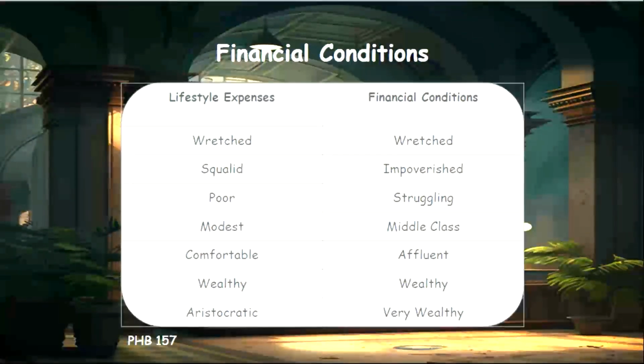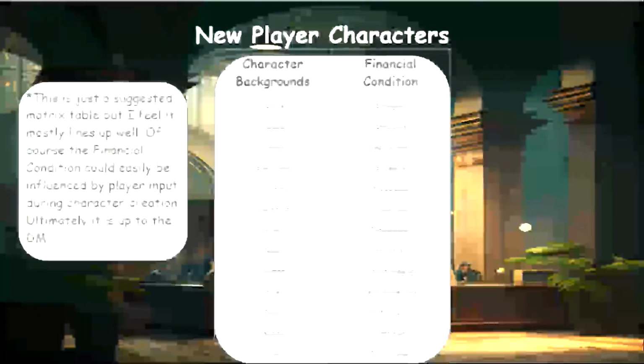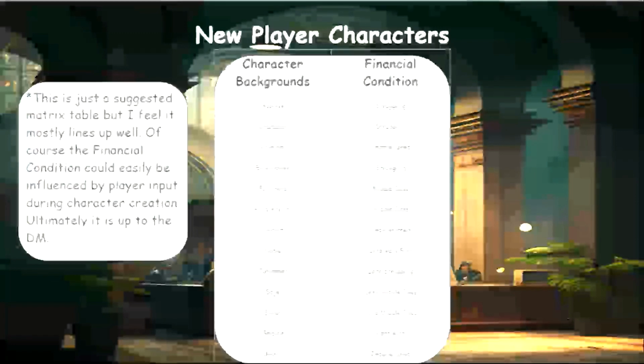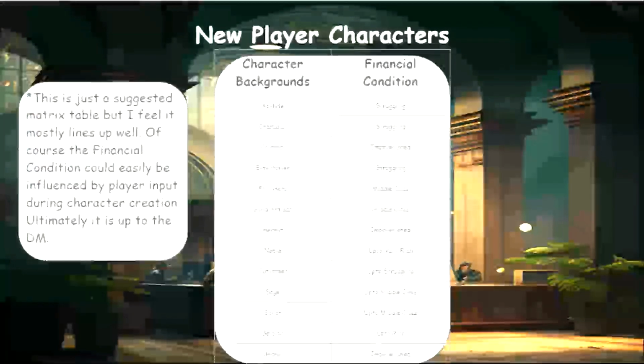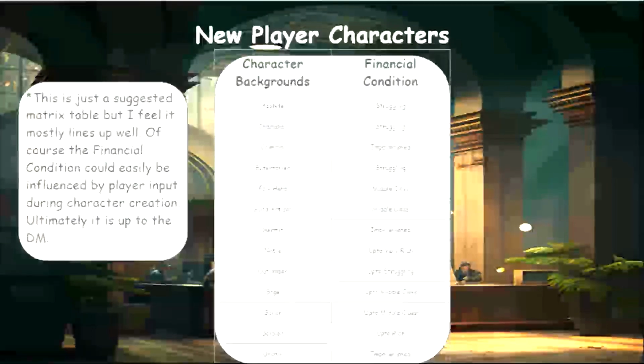Again, on page 157 of the Player's Handbook, there are financial conditions. You would think they line up pretty well with lifestyle expenses, but some of the wording has changed. You can see here on this table that I lined them up just to simplify things as we go further on. This is just a suggestion, a matrix table that I put together. It mostly lines up with how I feel the flavor text of each character background was written out.